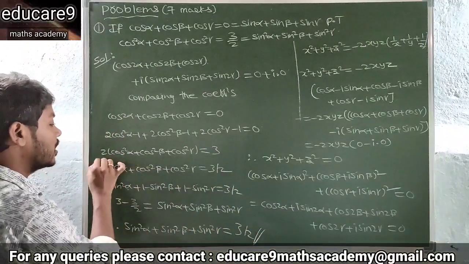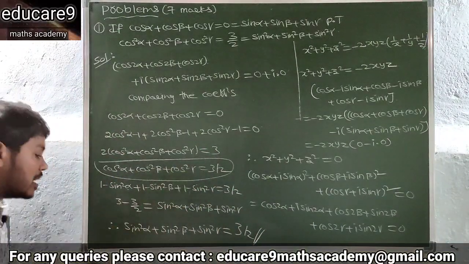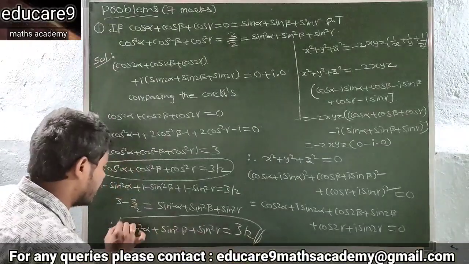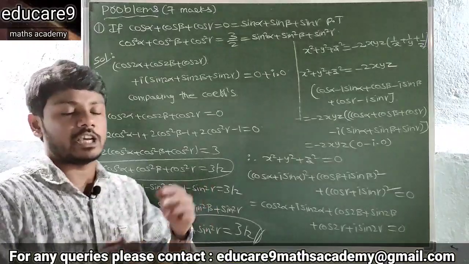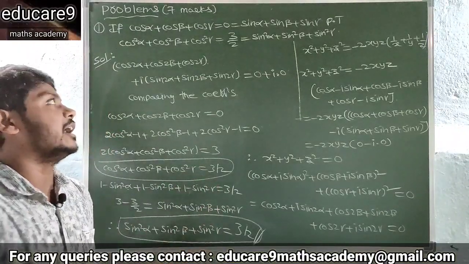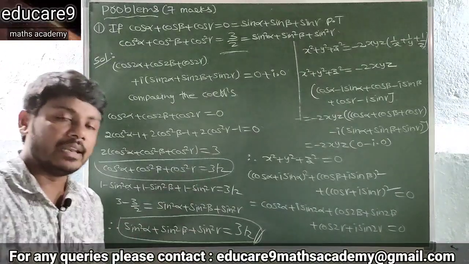Therefore, see here, cos square alpha plus cos square beta plus cos square gamma value and sin square alpha plus sin square beta plus sin square gamma, these two values are equal to 3 by 2. So this is the required answer.